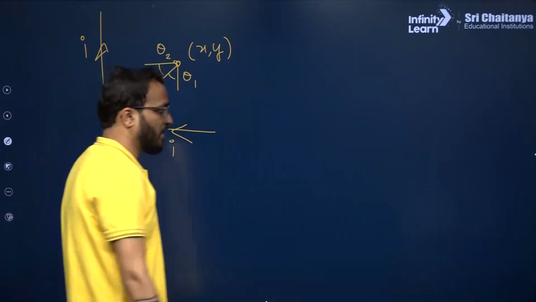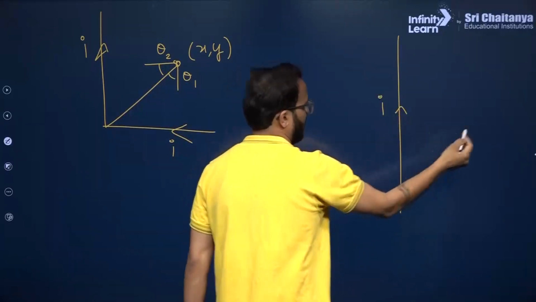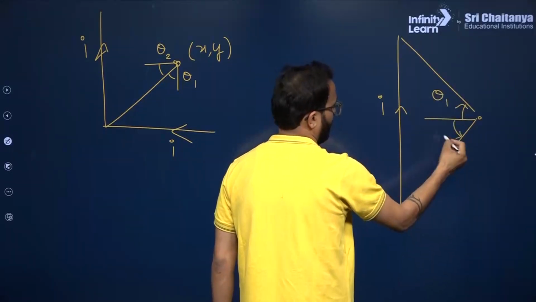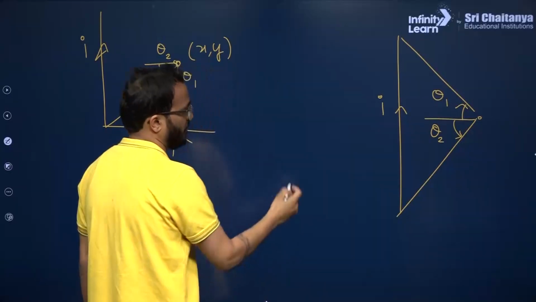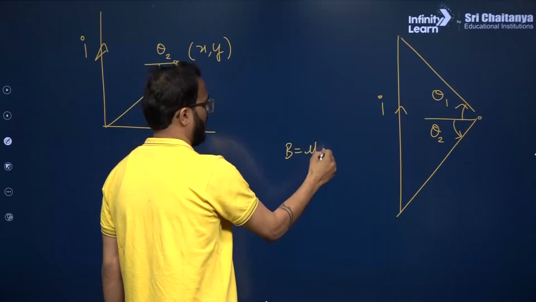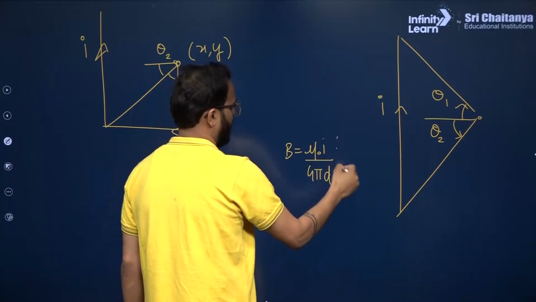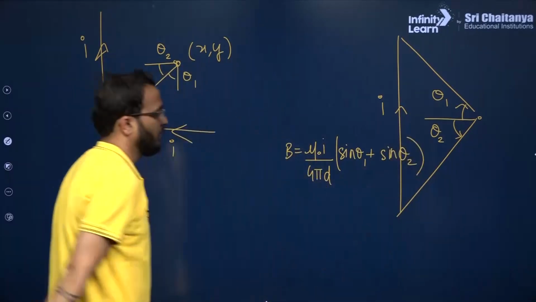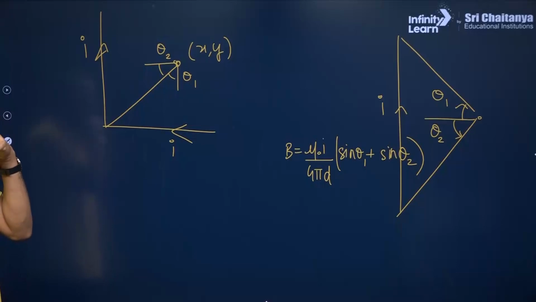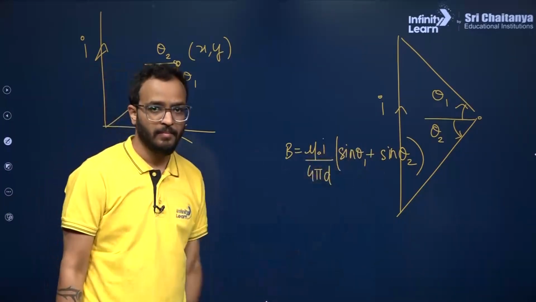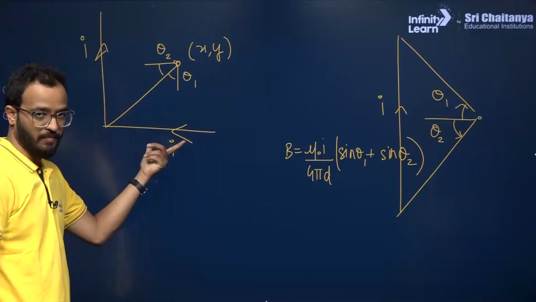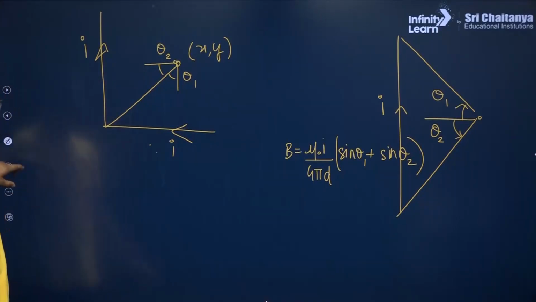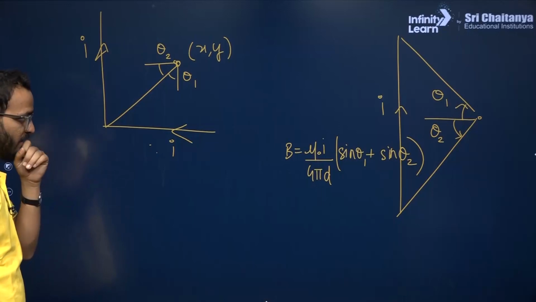What is the formula for a straight current carrying conductor? If it is I, this is the point, theta 1, theta 2, right? What is the formula? You will say magnetic field is mu naught I by 4 pi d into sine theta 1 plus sine theta 2. This is absolutely correct. This is the formula that we will use. Now there are two elements like this, 1 and 2. Cool. Are you getting the gist? Are you understanding this?